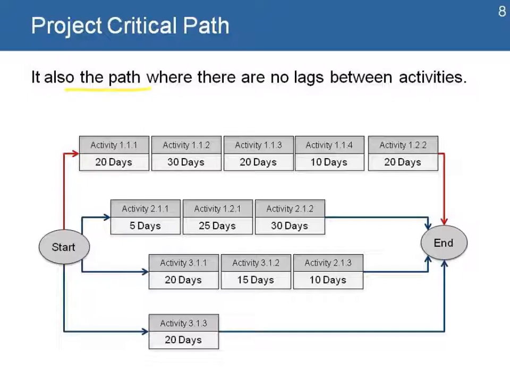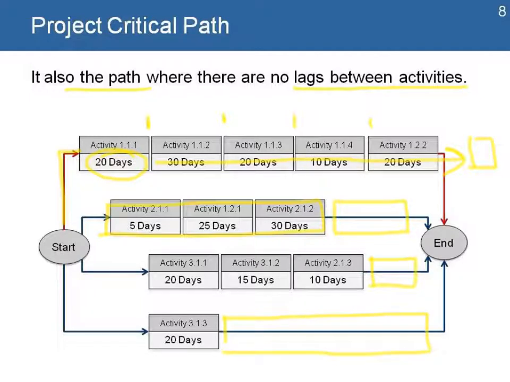It is also the path where there are no lags between activities, so there is no space in between. And when I look at my project and identify that this is my critical path, it means that if I have a delay, let's say instead of being 20 days, my activity took me another 5 days, those extra 5 days are going to generate a domino effect that's going to push all those activities beyond the end of the project. But in this path, if I have a delay of 5 days, I still have space or time where I can move those activities. The same here, the same here.